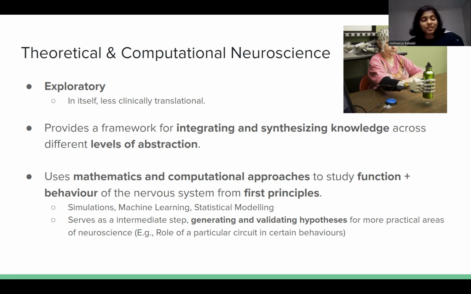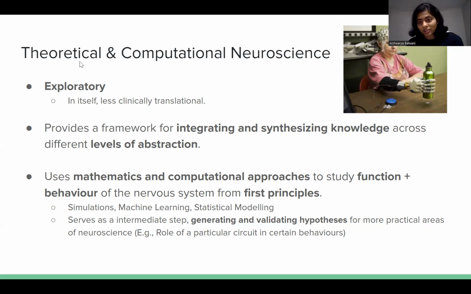Machine learning is becoming more and more popular, not only to replicate how brains behave. I'm sure a lot of you have heard of or used and played around with ChatGPT at this point, but deep neural networks are also used as models of the brain, and I'll talk a little about that later. And then you use good old statistics also to do a lot of this sort of understanding. Perhaps what is most important about the field in general is to note that even though these things are not very clinically translational, they play a very important role in generating and validating hypotheses for more practical areas of neuroscience.